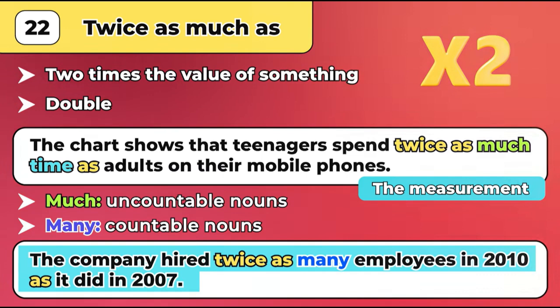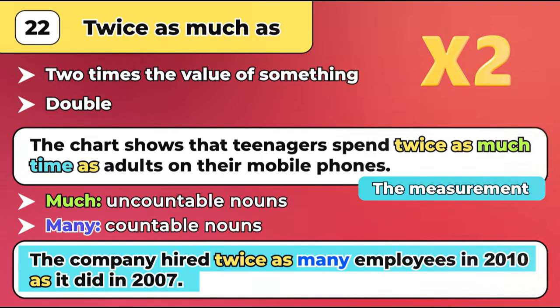The phrase twice as much is a great way to demonstrate your English skills. The phrase means 2 times the value of something, or in other words, double. Let's talk about an example. The chart shows that teenagers spend twice as much time as adults on their mobile phones. As you can see, I added the noun time into this phrase to indicate what measurement I am referring to.